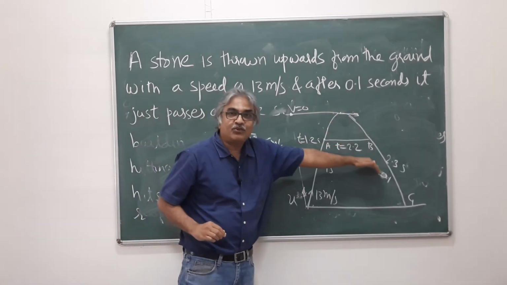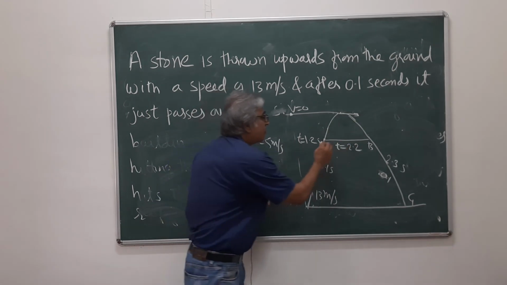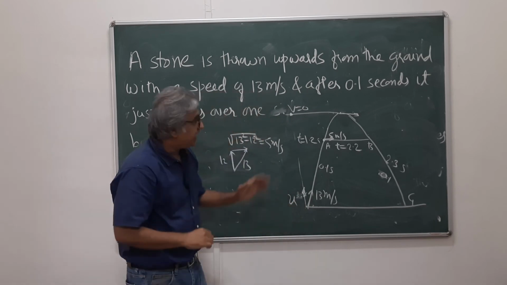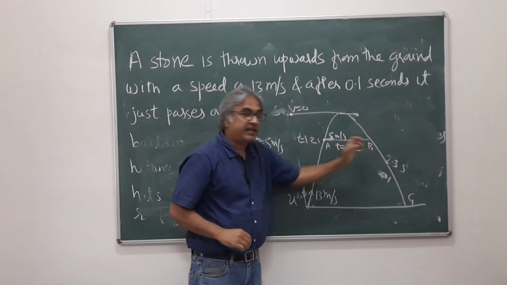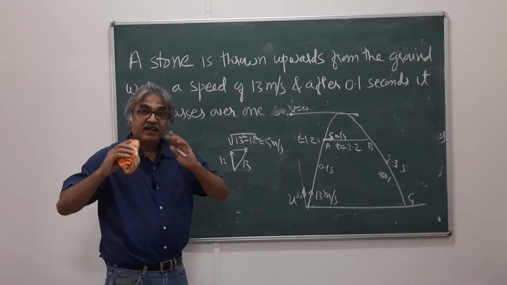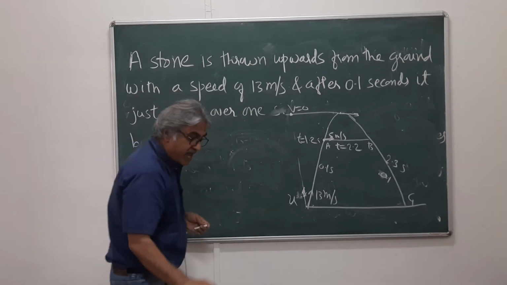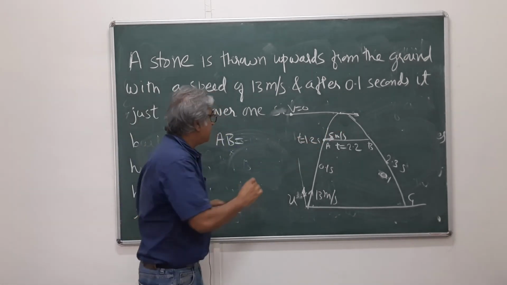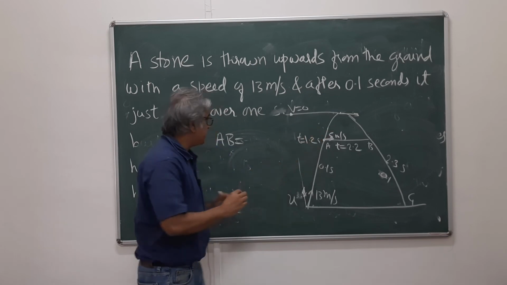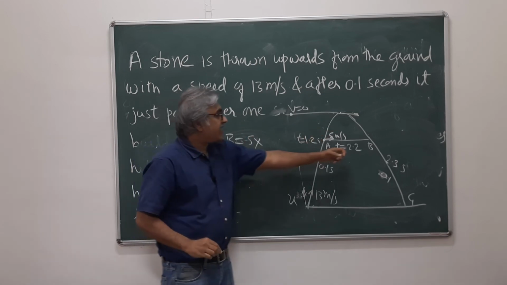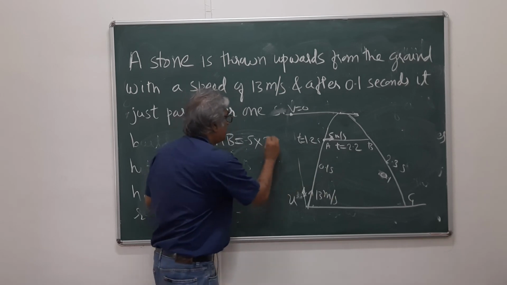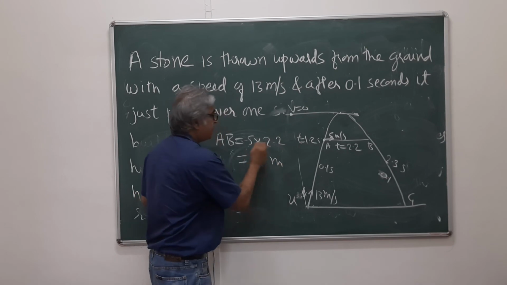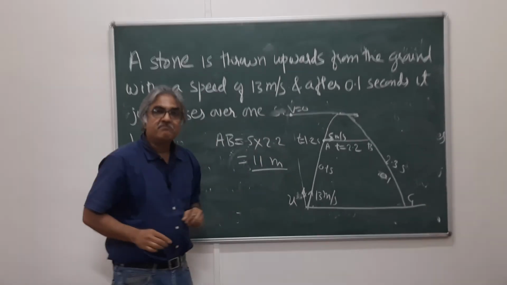This is going to be constant throughout, right? If this is constant, here also it is 5 meters per second. So now we can immediately find out this displacement, which is nothing but the width of the roof. So AB will be the horizontal component of the velocity, which is 5 meters per second, into time. Time we have already estimated, it is 2.2. So you can see here it is 5 times 2.2, which is 11 meters. Thank you.